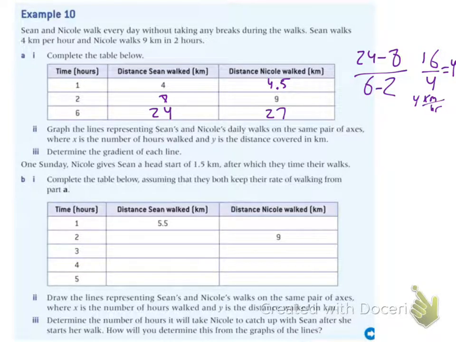And if we do the same thing for the bottom one, it says complete, on one Sunday, Nicole gives Sean a head start of 1.5 kilometers. So that's why at 1 hour, Sean has already walked 5.5. Notice that Nicole's is still the same at 4.5. They want you to fill in the chart, and then draw the lines representing Sean and Nicole's walk over the pair of axes. So the same as before. Things are going to be slightly different because Sean had a head start, which means at time 0, he didn't start at 0, he starts at 1.5. So we're going to make this go a little bit quicker.